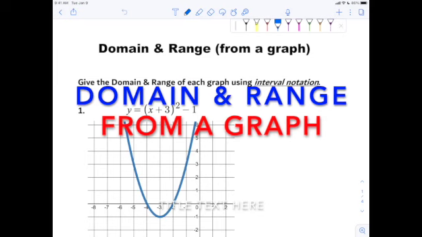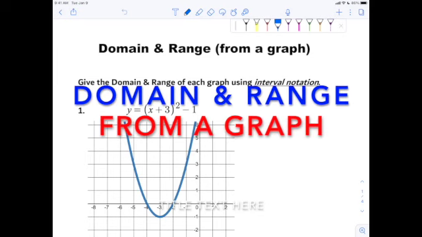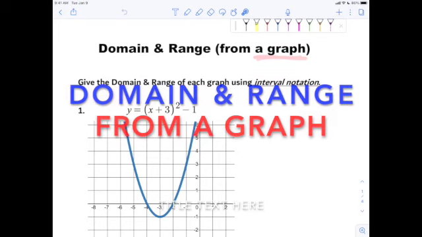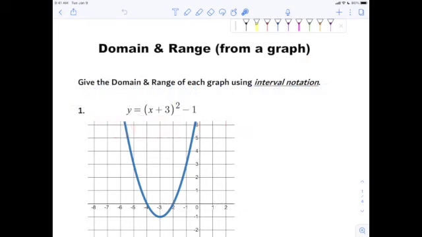Murray's Mathland, and today we're talking about domain and range, and specifically today from a graph. So when the graph is already in front of you, can you interpret the domain and range? And we are going to focus on using interval notation to describe each of those. So a little practice there.